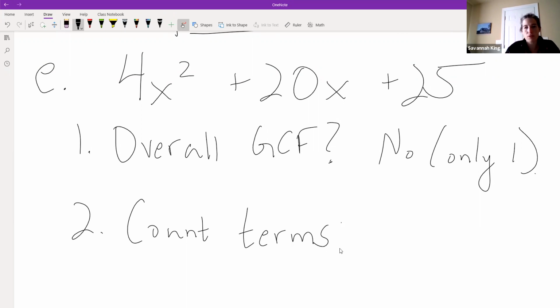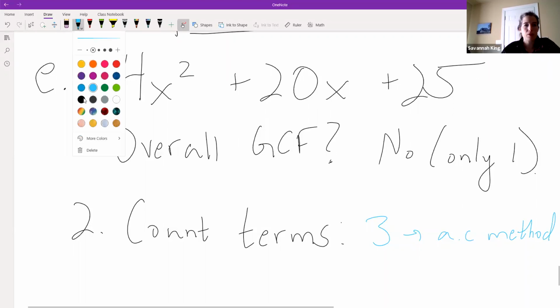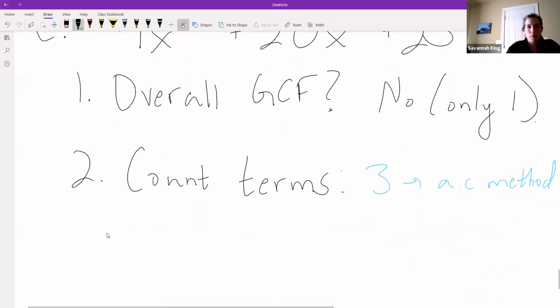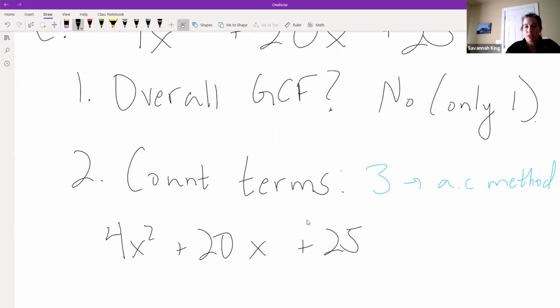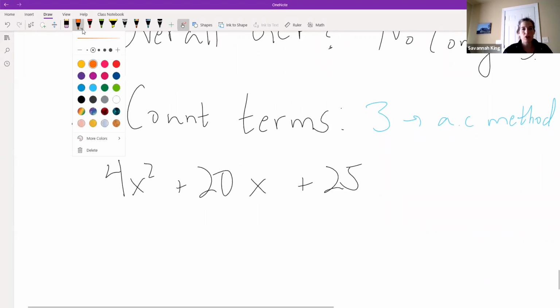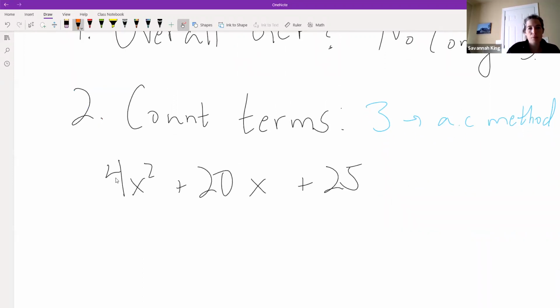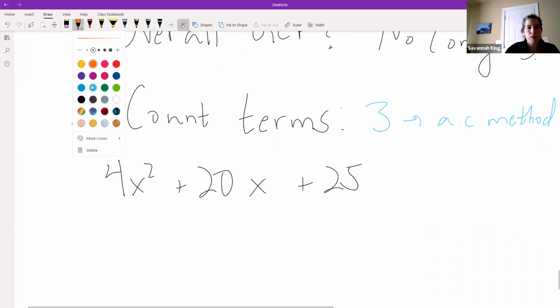So we count the terms, and there are 3. So that means we want to use the AC method, which requires us to expand that middle term so that we're able to factor by grouping. So let me rewrite. Thankfully, everything is positive. So that's going to make our job in one sense a little bit easier. In another sense, not so much.